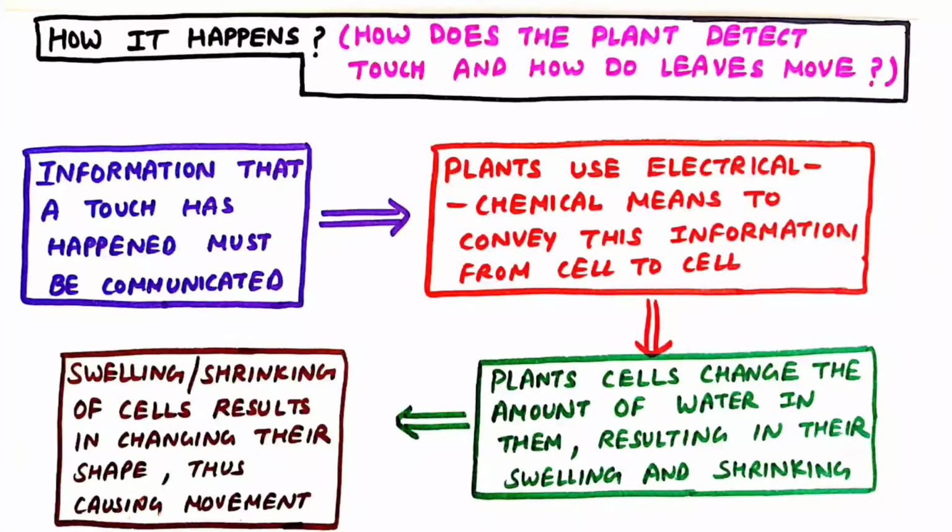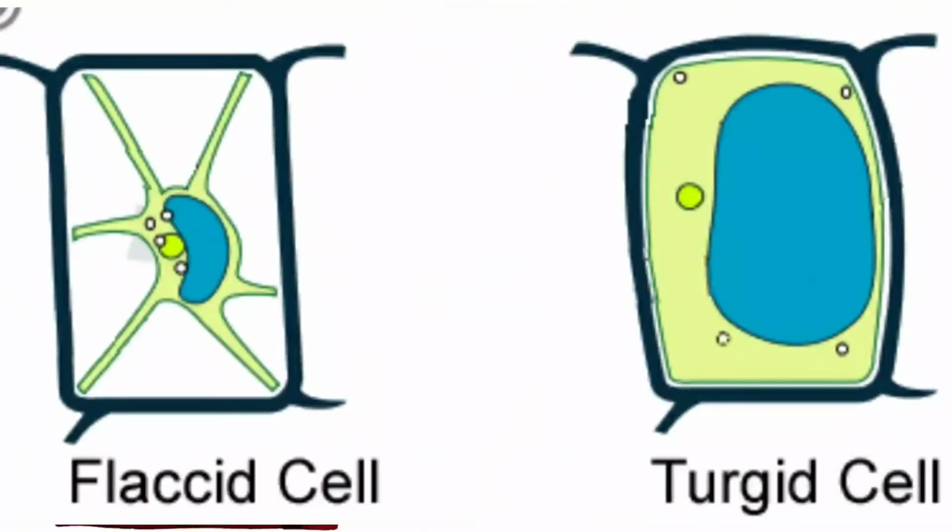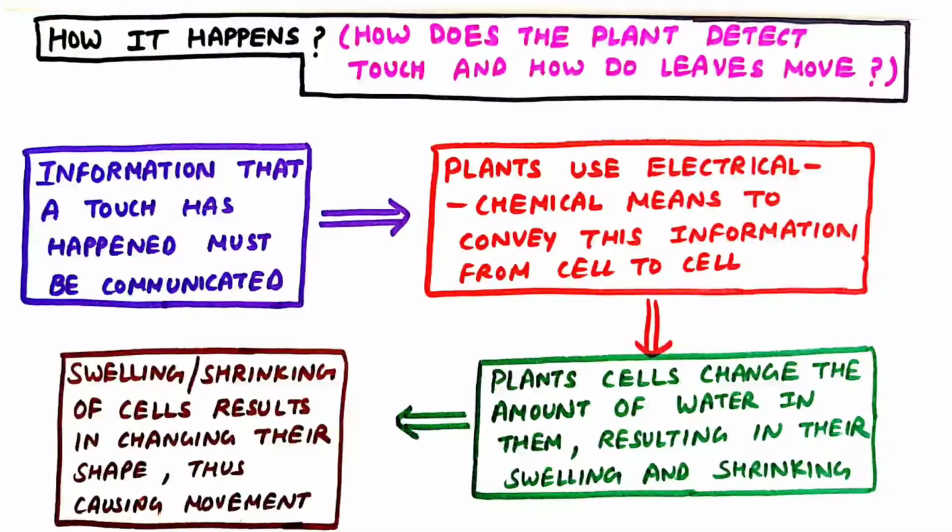Now let us understand how these nastic movements happen. How do the plants detect touch and how do the leaves move? First, the information that a touch has happened must be communicated. Plants use electrical and chemical means to convey this information from cell to cell. The plant cells change the amount of water in them, resulting in their swelling and shrinking. This swelling and shrinking of the cells results in changing their shape and thus causing movement.